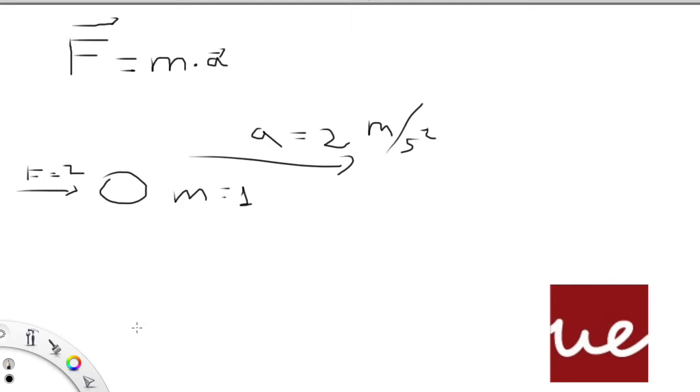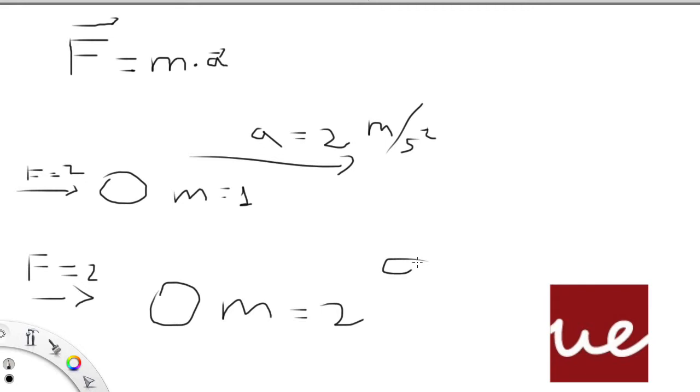Now let's make a new weight that is bigger, and we apply the same force. It doesn't accelerate as quickly because the mass is bigger. The second way to see it is that if I have a bigger mass and I apply the same force to it, I'm going to get a slower acceleration. So that's the summary of the second law of motion.